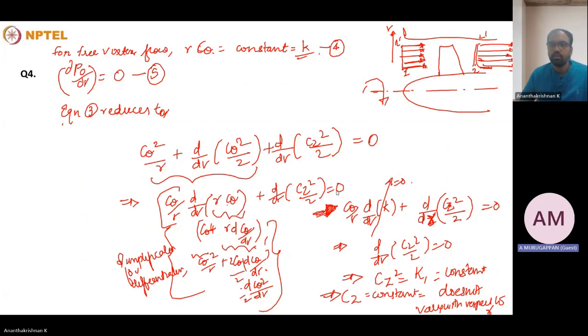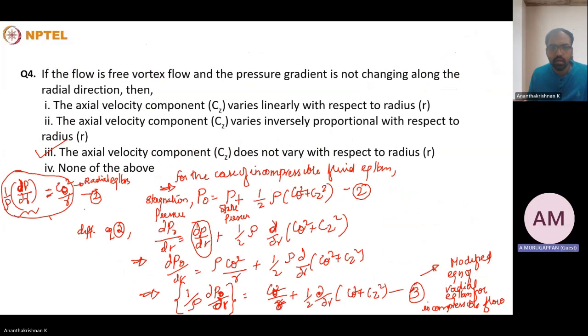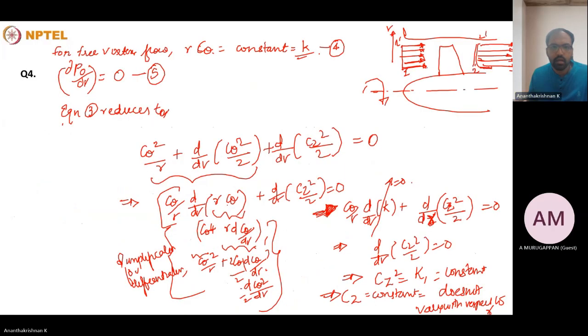How does this work? Can you please explain the c theta square by r plus d by dr c theta square by 2? How does this become c theta by r d by dr r c theta? Can you explain that part alone? The c theta square by r, in the next screen. This one, c theta square by r plus d by dr c theta square by 2, you are simplifying to c theta by r d by dr r c theta. Okay, okay. So I can do that again.